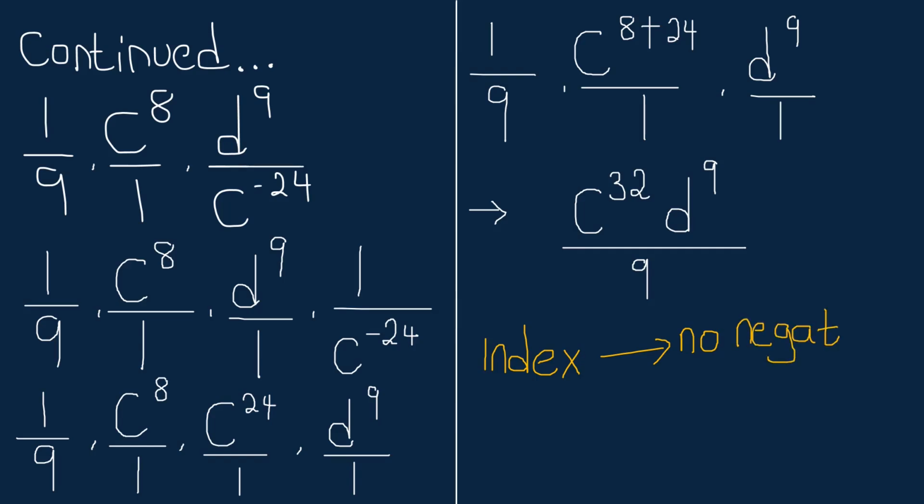Notice the final result, C exponent 32 multiplied by D exponent 9 divided by 9. The indices are non-negative and non-fractions.